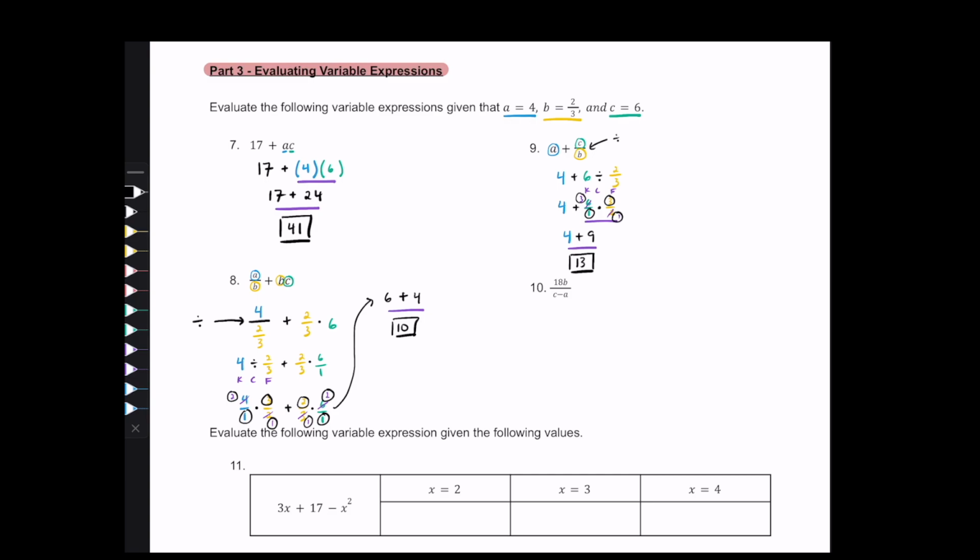Okay, for number 10, we have 10B on top of what's B. B is our yellow one, so we're going to switch that out. C is going to be green, and then A is blue. And again, we have a fraction bar, and that fraction bar means division, so I'm not going to write that extra step. So we have 18 times B. Well, what's B? B is 2/3. I'm going to go ahead and change out the B for 2 over 3.